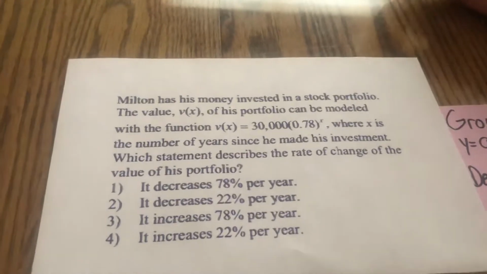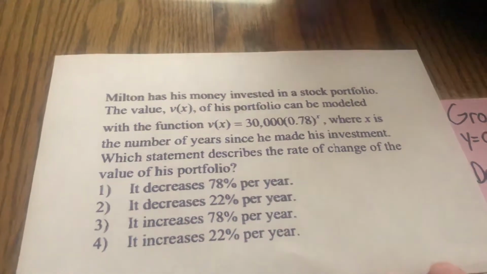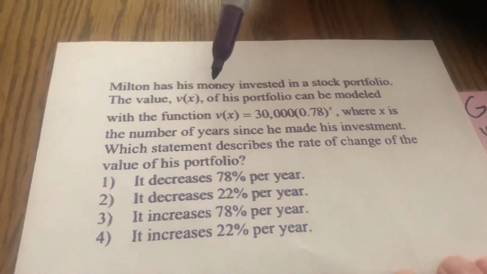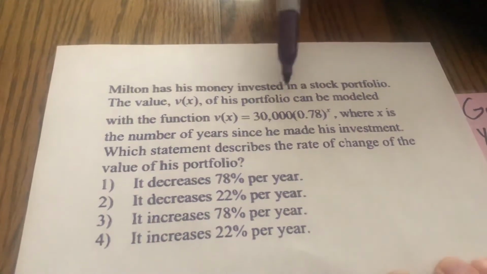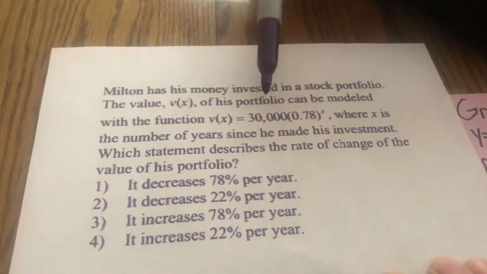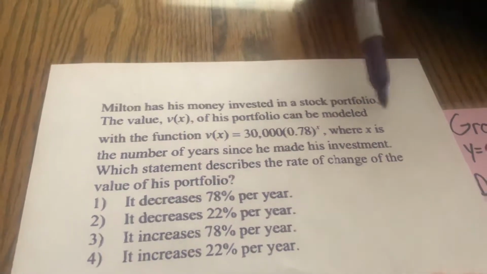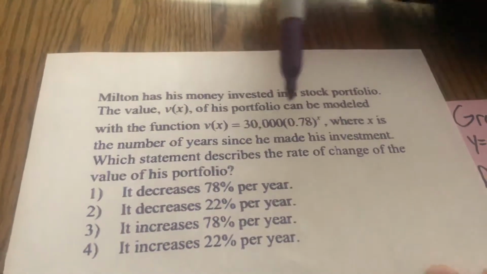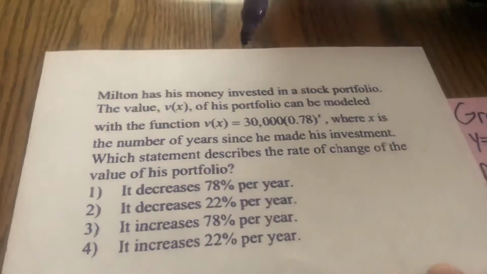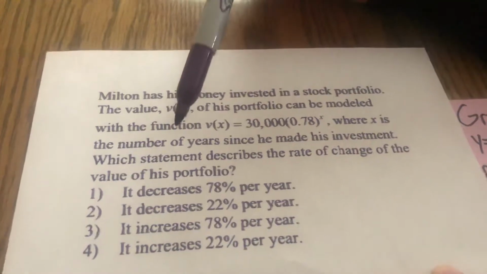All right, let's take a look at this one. It's a little bit different than the first two that we've just done. It says Milton has money invested in his stock portfolio. The value V of X of his portfolio can be modeled with the function V of X equals 30,000 times 0.78 to the x, where X is the number of years since he made his investment. Which statement describes the rate of change of the value of his portfolio?